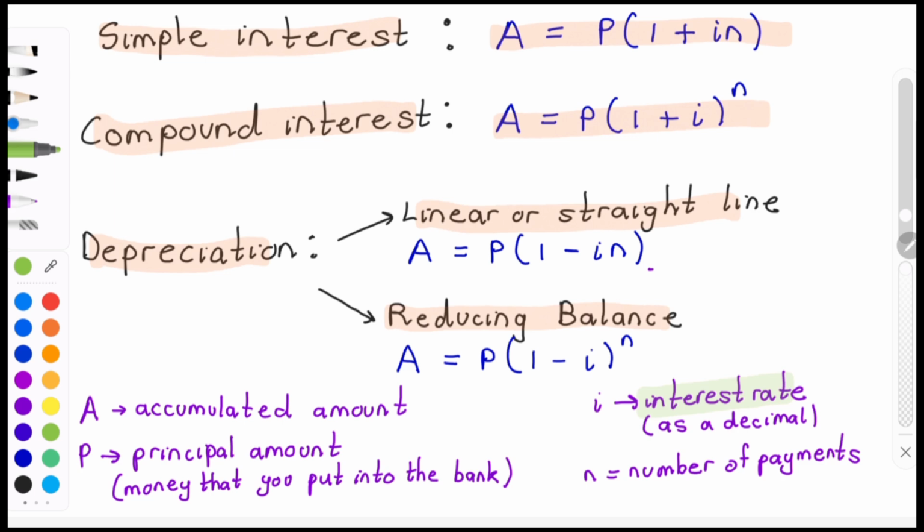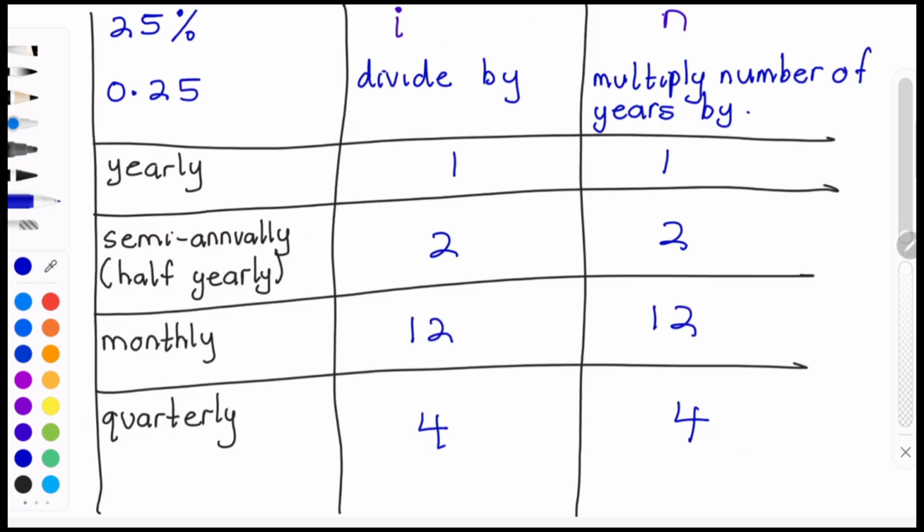I is the interest rate, and they give you the interest rate as a percentage, and you have to convert it into a decimal. And then N is the number of payments, and I will show you how to determine N. So a question might say 25% compounded monthly. So then you would need to divide the interest rate by 12 and then multiply the number of years by 12.